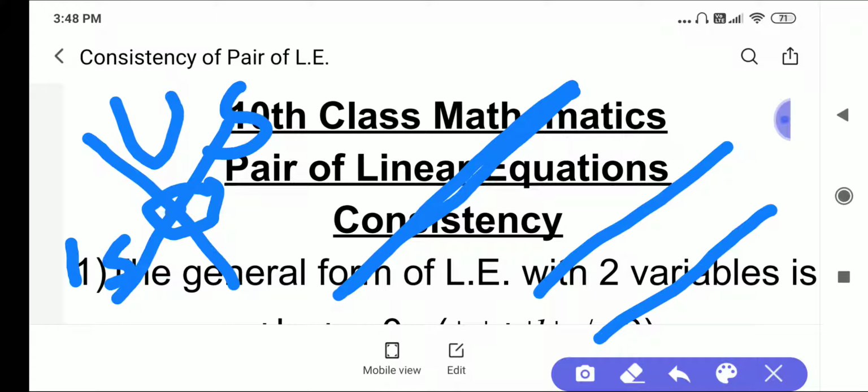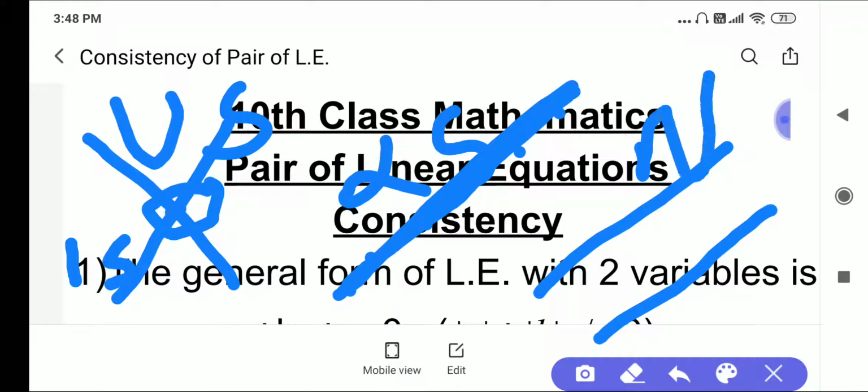Now we come to the coincident lines. Because they are coincident, every point on this line is a solution. So it has infinite solutions. Now come to parallel lines. Here there is no common point. So it has no solution.